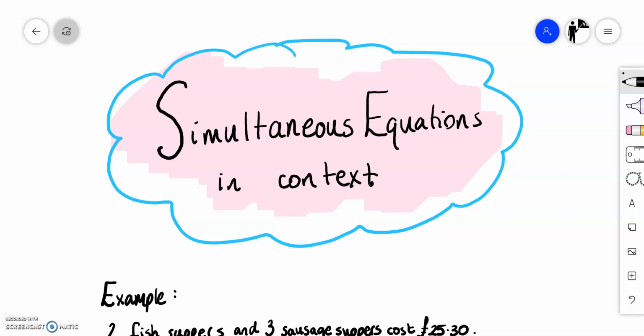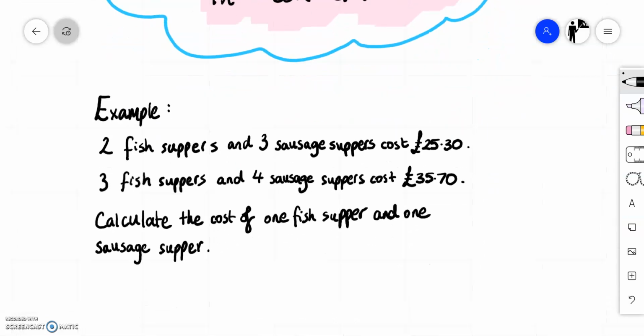In this video, we're going to have a look at how to solve a simultaneous equation problem in a context. Quite often these come up at National 5 exams. The process of working through the simultaneous equation is exactly the same, but it's just being able to generate the simultaneous equation from the problem. Okay, so we've got one example here.